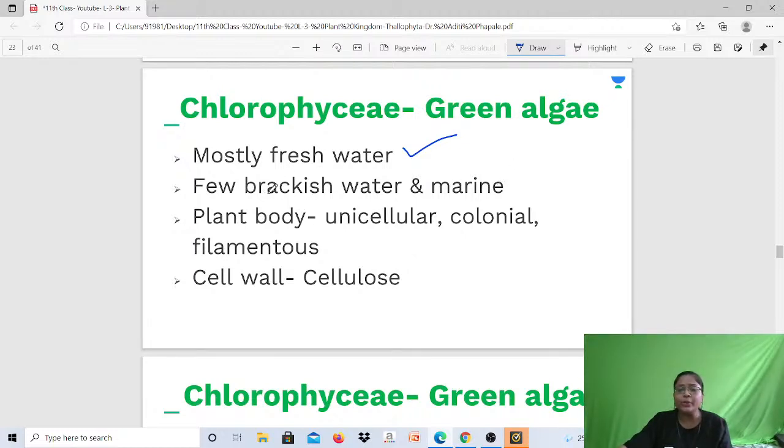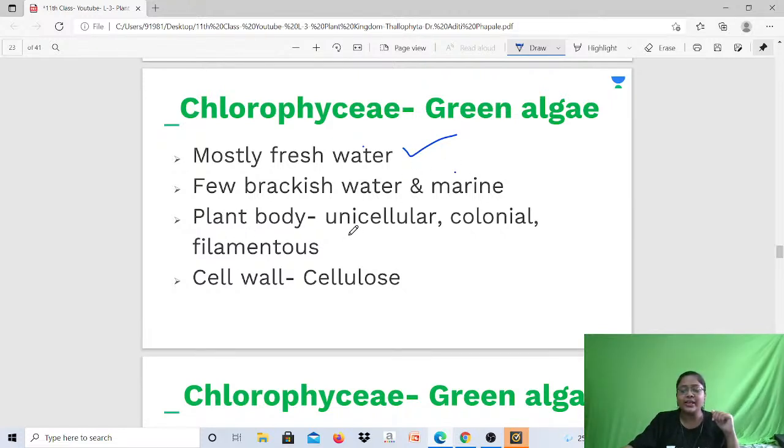So brackish water mein kya hota hai na? The salt concentration is more than fresh water, but it is less than marine water. I repeat, brackish water comes in between fresh water and marine water. So brackish water has more salt concentration than fresh water, but it has less salt concentration than marine water. Okay, I hope it's clear. That's why I said it is intermediate between fresh water and marine water.